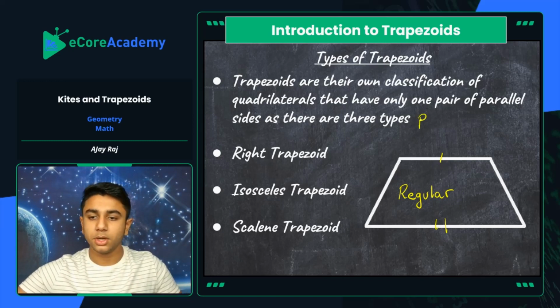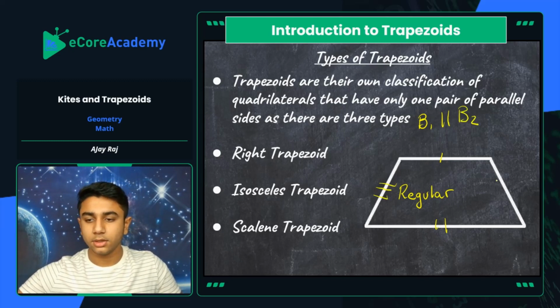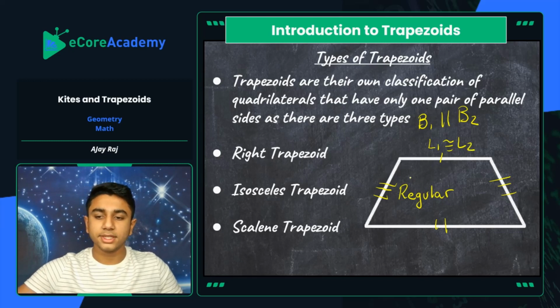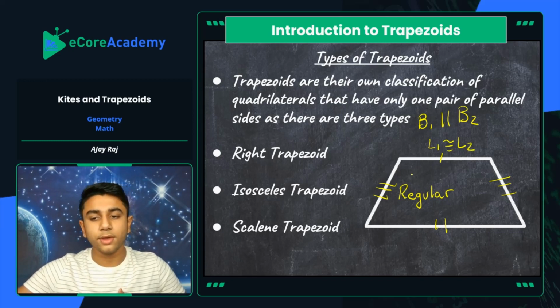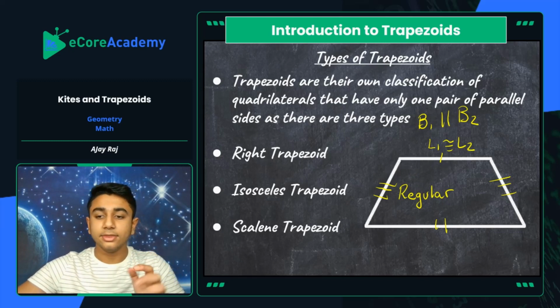So let's say B1 is parallel to B2, and that your legs here, your legs have to be congruent. L1 is congruent to L2, but that's not necessarily true. There's only one value and one factor here that must be true, and that's the parallel lines. And these top and bottom bases don't necessarily have to be the parallel lines.